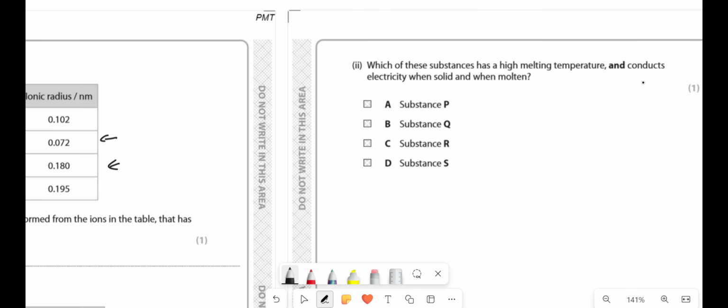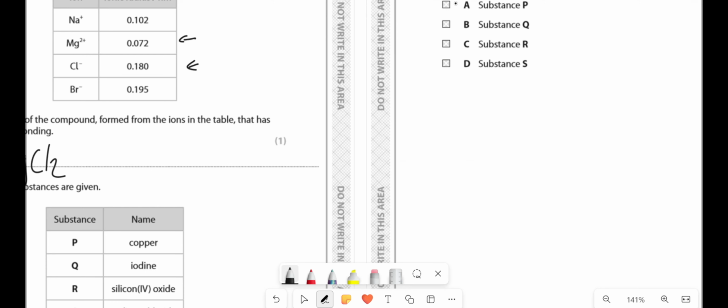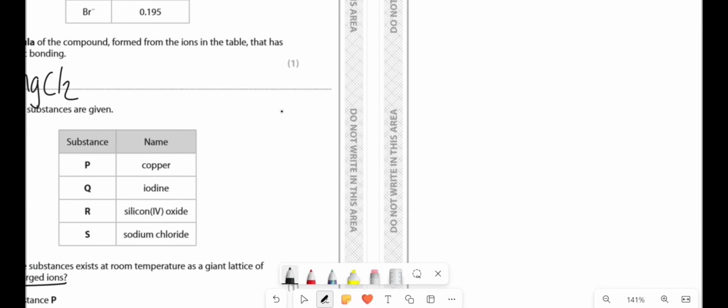So the question tells you what you need to look for. Which of these substances has a high melting temperature and conducts electricity when solid and when molten? The only one must be copper, because it's a metal. Metals can conduct when they're solid because they have delocalized electrons able to move. Iodine is a simple molecule, so it doesn't have any delocalized electrons. Silicon doesn't either. Ionic compounds can only conduct electricity when molten or in solution, because the ions are free to move and carry charge. In the solid, they're fixed in place, so you can't do that.